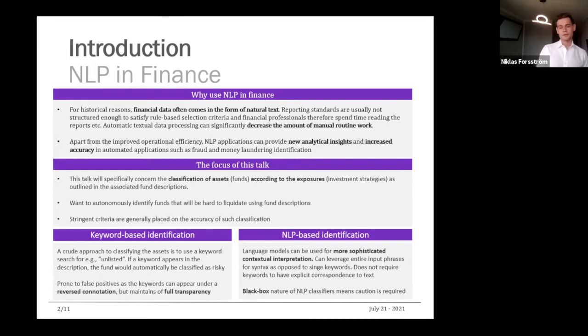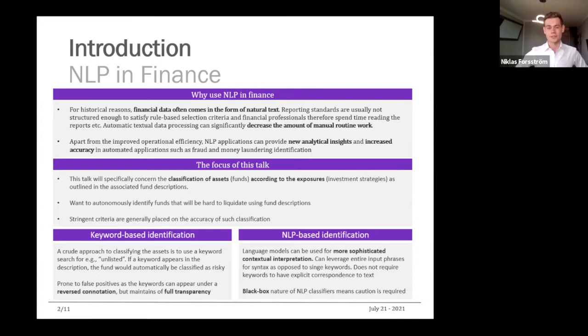I would say that a pretty crude approach that is normally applied in a financial setting is to use keyword-based identification for these kinds of assets. What you would do is essentially look in something like the fund description for particular words that would indicate that this asset is risky in some way. So let's say, for example, we're looking for funds with an unlisted company exposure. You might look for the word unlisted.